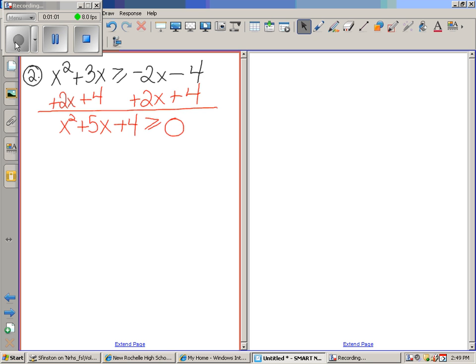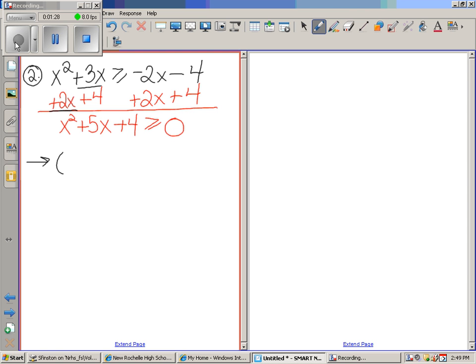Where did I get the 5x? It's a great question. Do you see this 3x right here? You see this 2x over here? 3x plus 2x is 5x. Just combine like terms. And now the next step in these problems is we have to factor. Factoring is our next step.